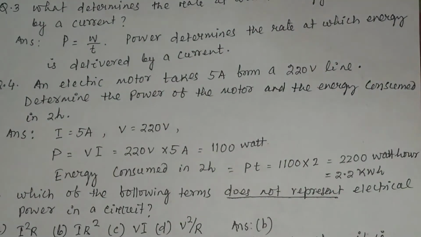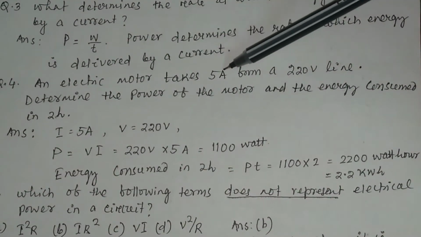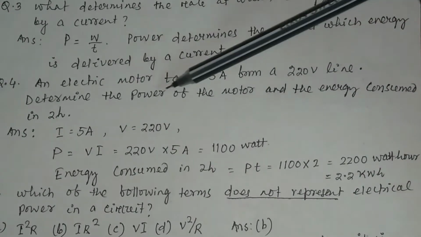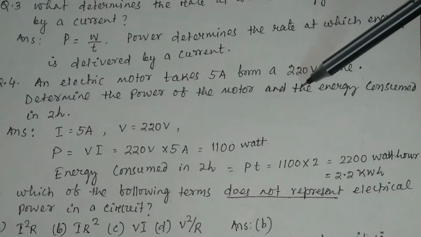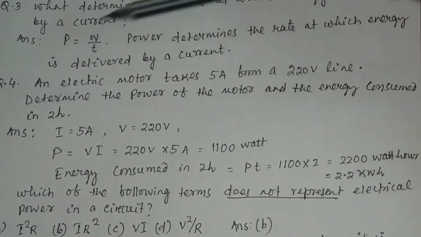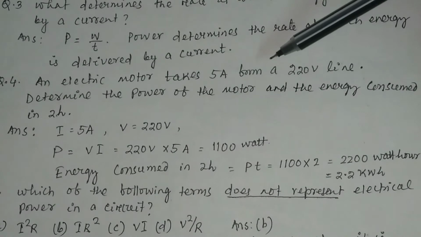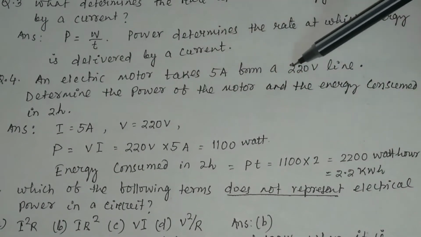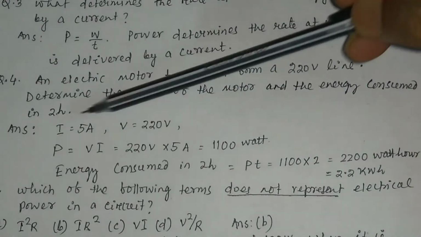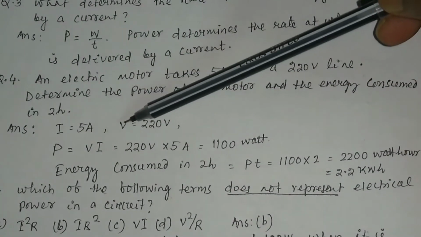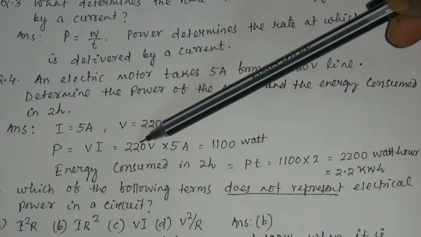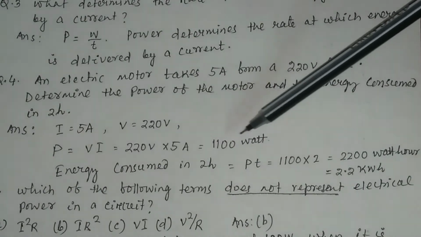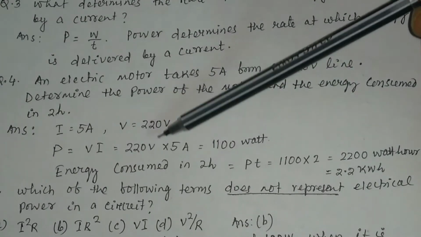Next question. An electric motor takes 5 ampere from a 220 volt line. Determine the power of the motor and the energy consumed in 2 hours. So what is given? Current is given, I is 5 ampere. Voltage is given, 220 volt. So power will be equal to V into I, that is 220 into 5, 1100 watt.